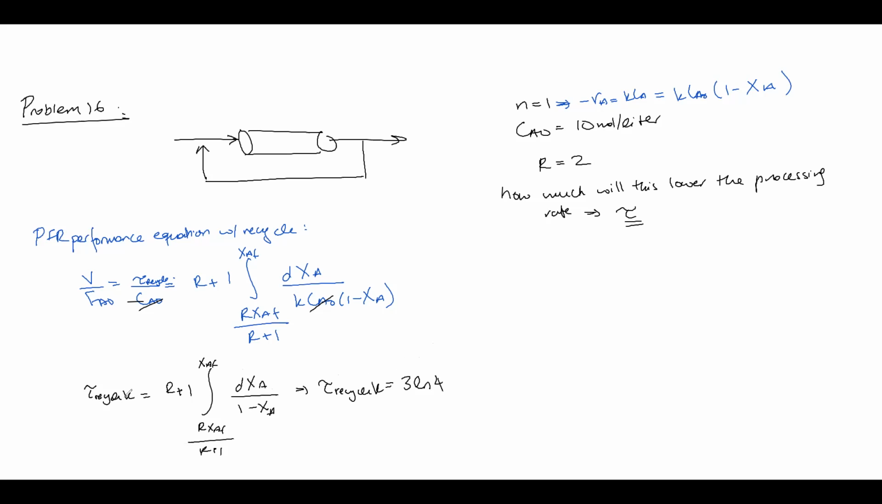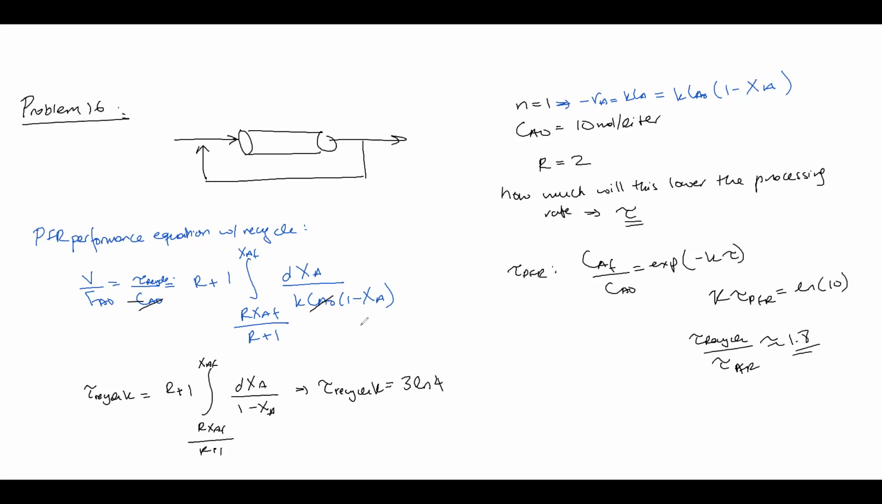And then I need to compare this tau recycle to the typical tau, the PFR. So tau PFR, to get this, because it's a first order reaction, it will be CAF over CA naught is equal to exponential of minus k tau. You do the math here, you're going to get k tau PFR with no recycle is equal to ln 10. You get the ratio of this guy to this guy, and basically you're going to get tau recycle over tau PFR is equal to somewhere around 1.8. Okay, that's how you solve this problem.